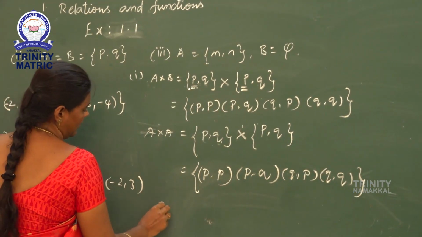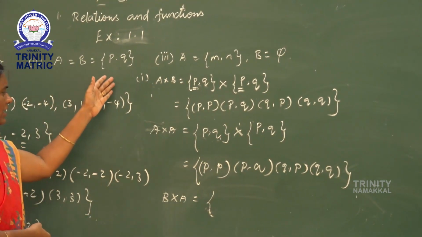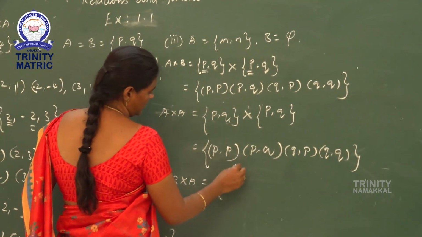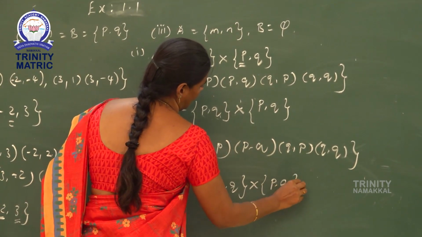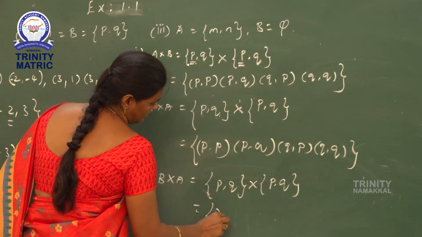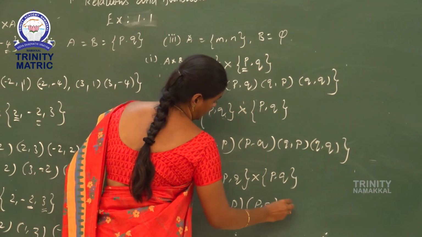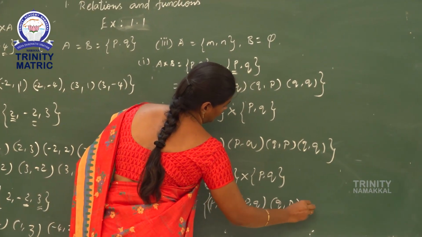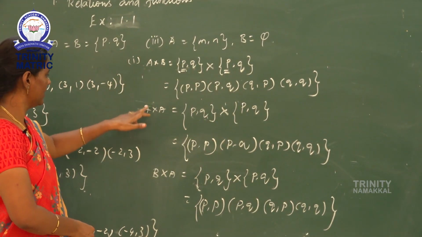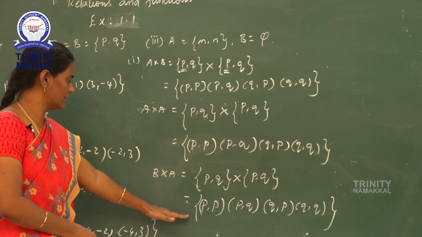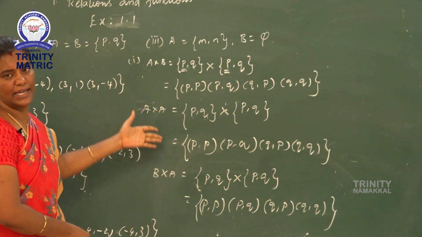Next we have to find B cross A. So first we write the set B. Here A and B are equal, so all the answers will be equal. So what is this? {p, q} cross {p, q}. We take the answer as (p, p), (p, q), then (q, p), then (q, q). See here, A cross B, A cross A, B cross A: all the elements in the sets are equal, because here the sets A and B are equal.